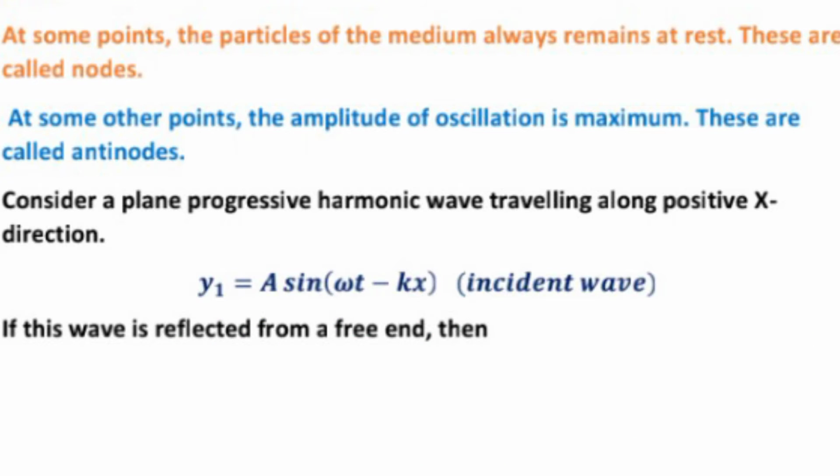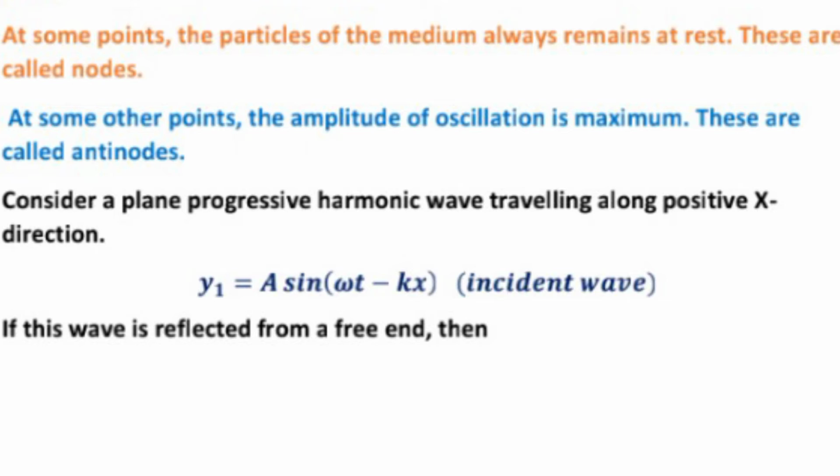At some points, the particles of the medium always remain at rest. These points are called nodes. At some points, the amplitude of oscillations is maximum. These points are called antinodes.